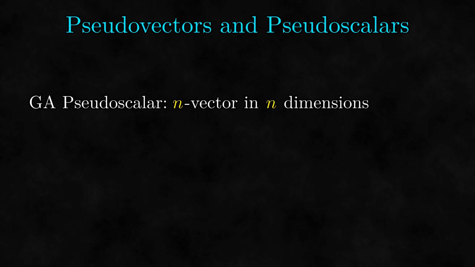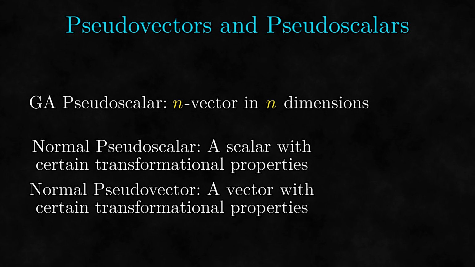Some of you may have been confused about me calling n-vectors in n dimensions pseudoscalars. In some areas of math, and especially in physics, pseudovectors and pseudoscalars are already things that seemingly have nothing to do with geometric algebra. To describe the connection and why we use these already existing terms in geometric algebra, I will briefly cover what traditional pseudovectors and pseudoscalars are.